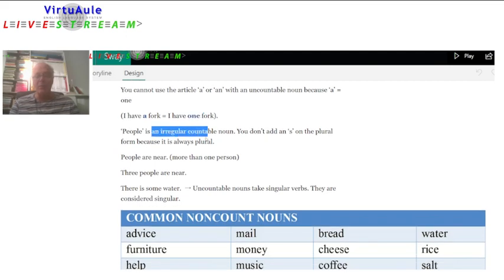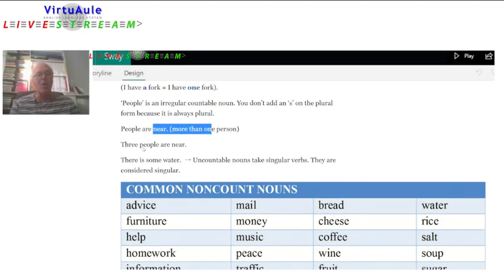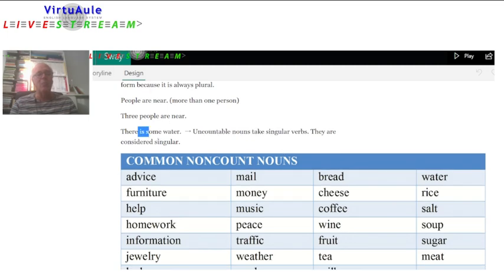People is an irregular countable noun. You don't add an s on the plural form because it is always plural. So people means more than one person. People are near. People are. Are is the plural verb, not people is. Three people are near. Now, I can use numbers, but I can't use one because it's an irregular countable noun, but I cannot count just one. There is some water. Uncountable nouns take singular verbs. They are considered singular. There is some water. There is some bread. There is some cheese.